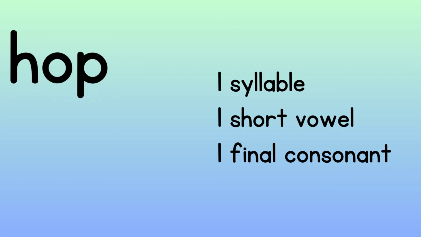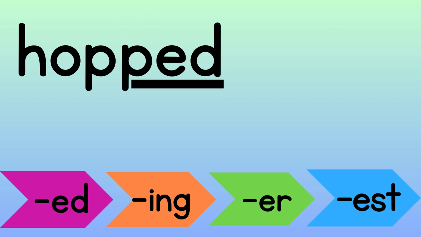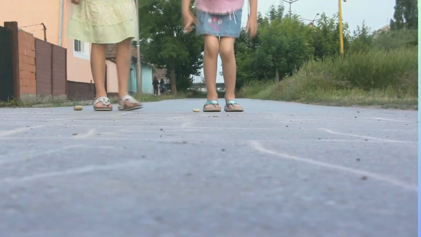Let's look at hop. Does it have 1 syllable? Hop. Check. Does it have 1 short vowel? The O says ah. Check. Does it have 1 final consonant? It has a P after the vowel. Check. So if we add a suffix to hop, we double the final consonant, the P, and then we would have hopped or hopping with 2 P's.